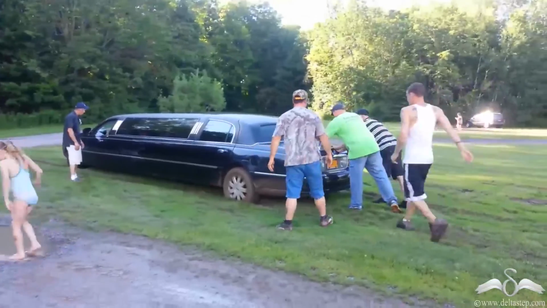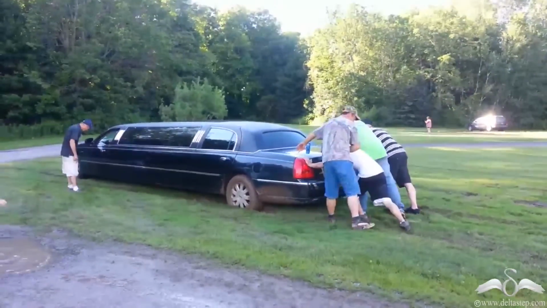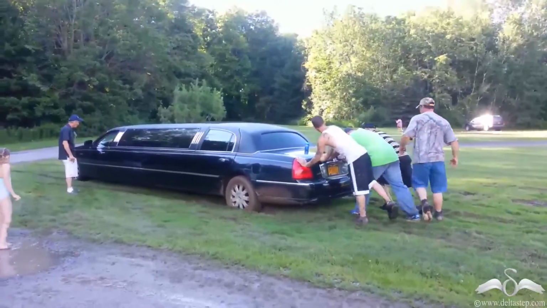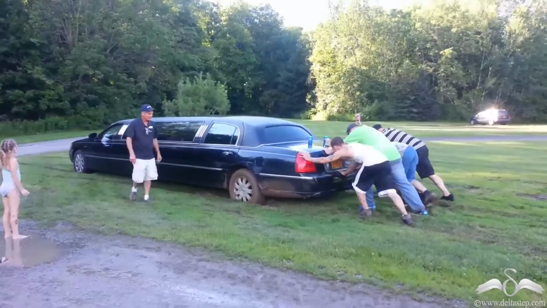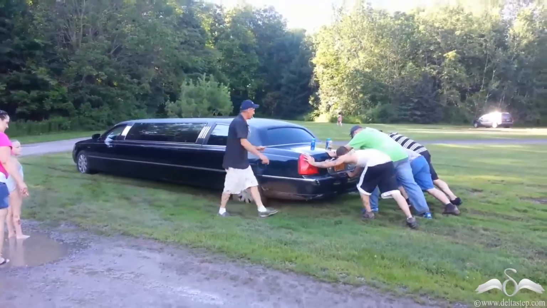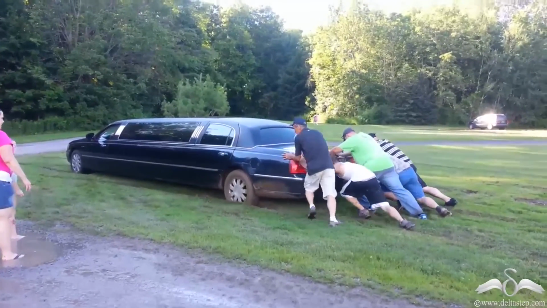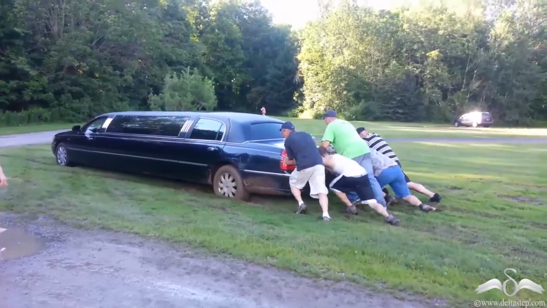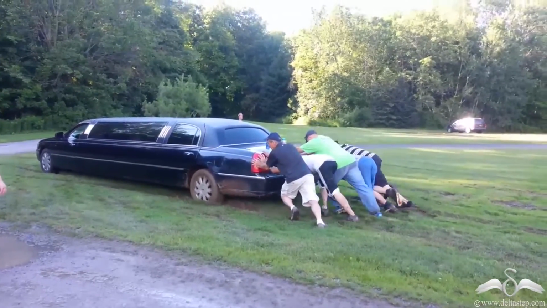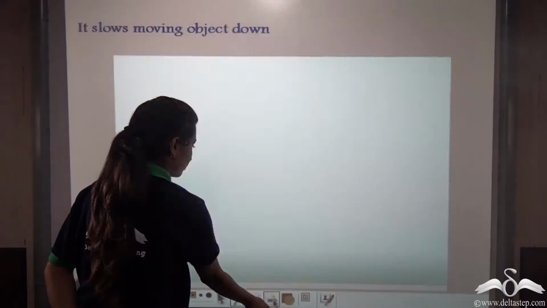Look at this video. Here the famous luxurious car, limousine, has got stuck in a muddy hole. Why is this happening? This is happening because there is some unevenness on the road. And because of this unevenness of the road, the car is getting stuck.